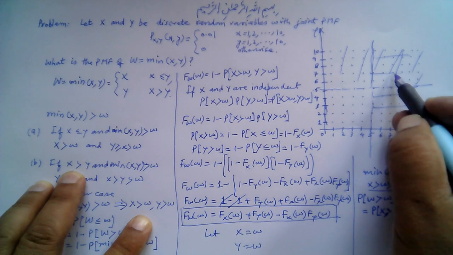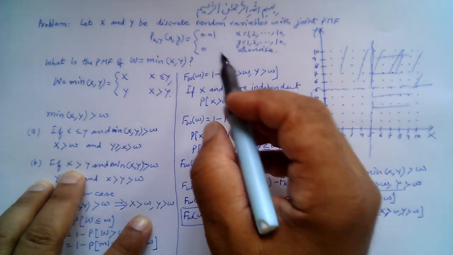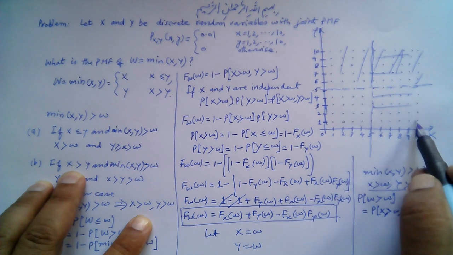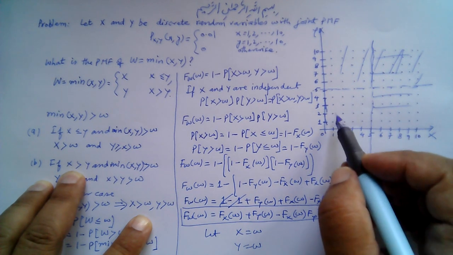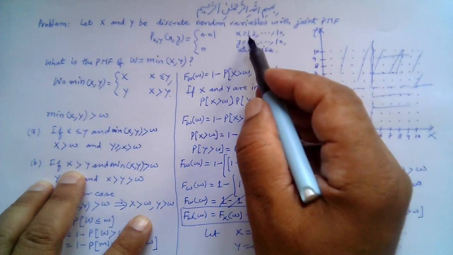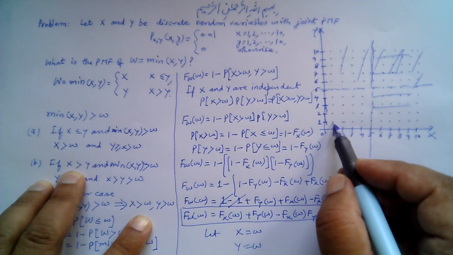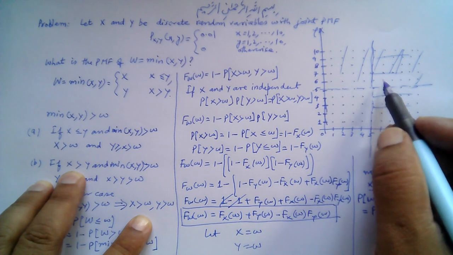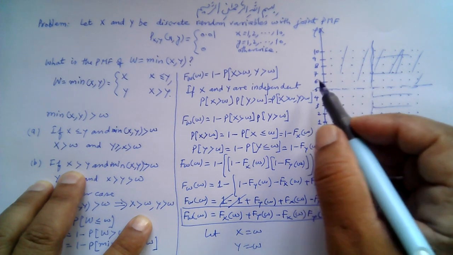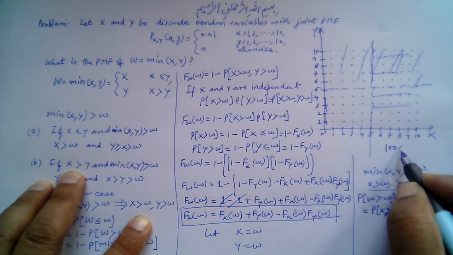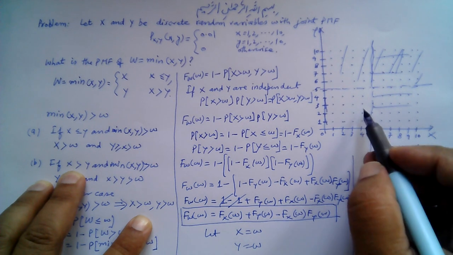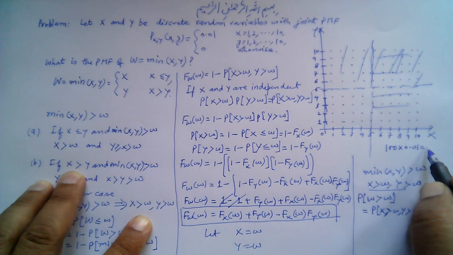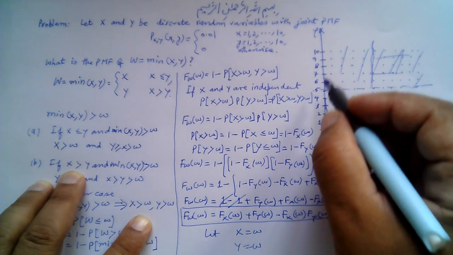So the probability of each point is 0.01 here, right? There are a total of 10 entries in each row, and a total of 10 entries in each column, right? For example, these are 10 entries here, these are 10 entries here, so 10 multiplied by 10, there are a total of 100 entries, and 100 multiplied by 0.01, which is the value of the probability at each point. So this comes out to be 1, the total probability of this region.